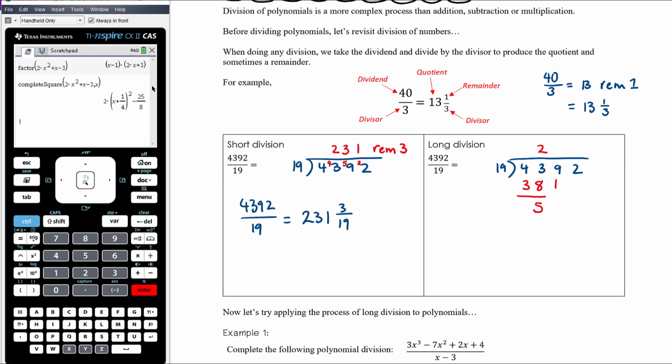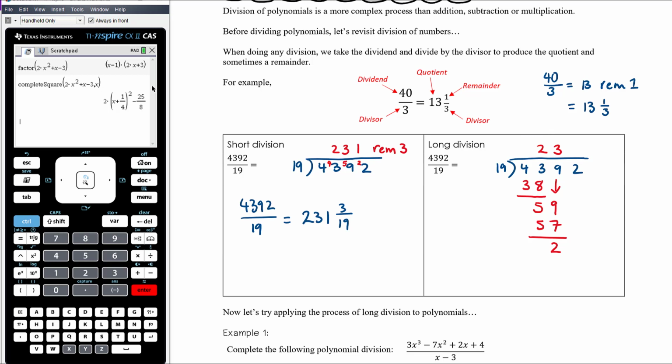Then we bring down the next term in our number, and we now focus on 59, which is what we did over here. How many times does 19 go into 59? We know it goes 3 times into 59, and then we do 3 times 19, which is 57, and we write that down underneath. And we subtract: 59 minus 57 is 2. And that's how we get our remainder, which we calculated over here before. We just did it in our head without writing out the steps.